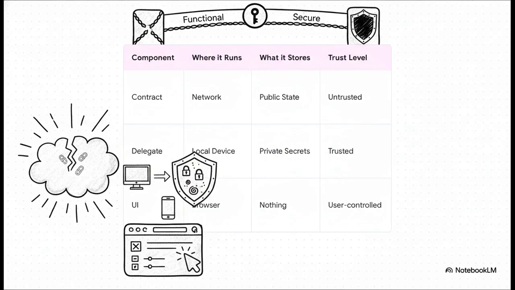And this table just lays it all out so perfectly. You've got the contract, running out there on the untrusted network, holding the public state. Then the delegate, safe on your trusted device, holding your private secrets. And the UI, running in your browser, totally under your control. This separation of powers is really the key to making the whole thing work securely.